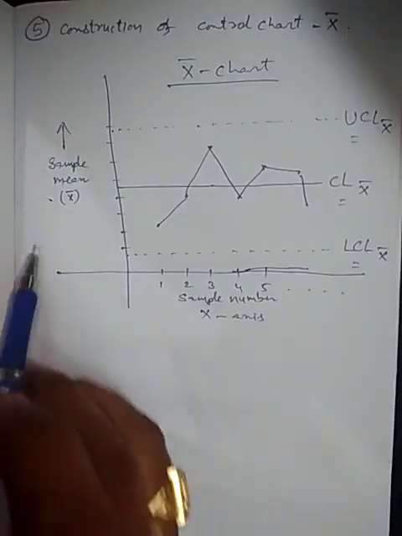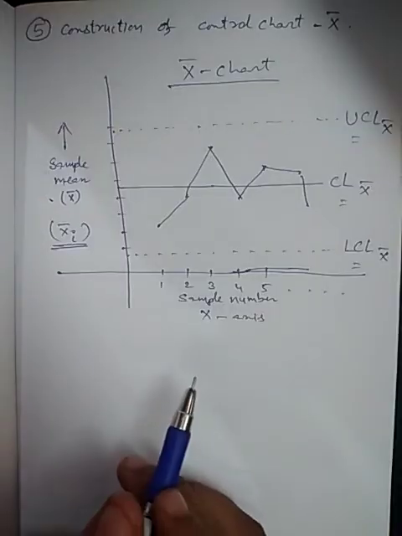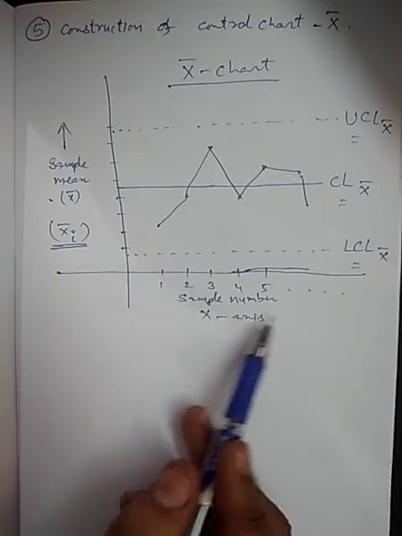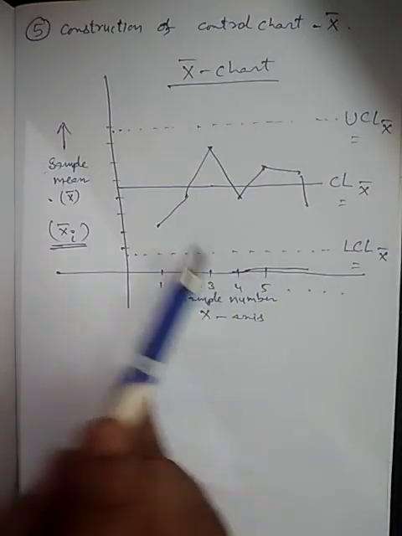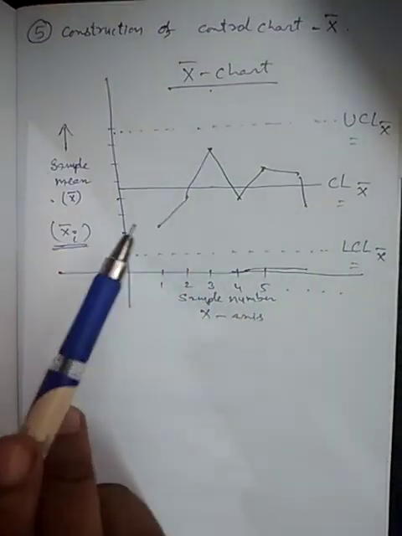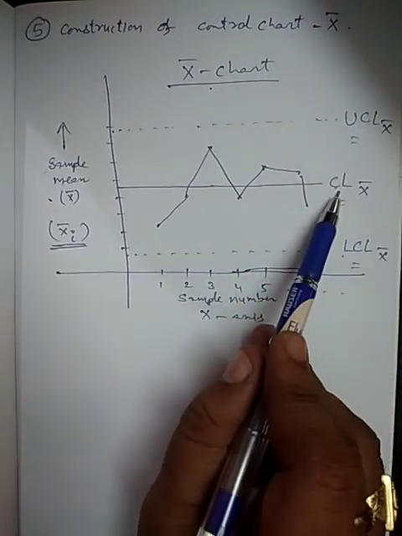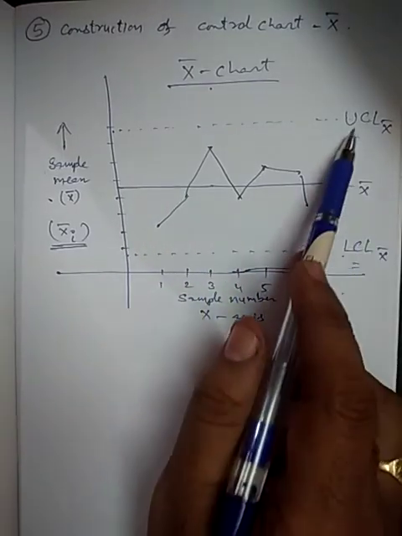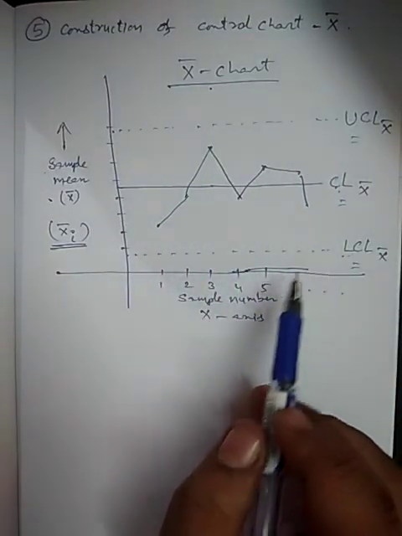If the sample means, that is x bar i, have been plotted for different sample numbers, for different samples, that chart is known as an x bar chart, in which you have to construct CL, LCL and UCL. CL is drawn as a bold horizontal line. LCL and UCL are drawn as dotted horizontal lines. Now you refer to the theory, and you can easily understand.